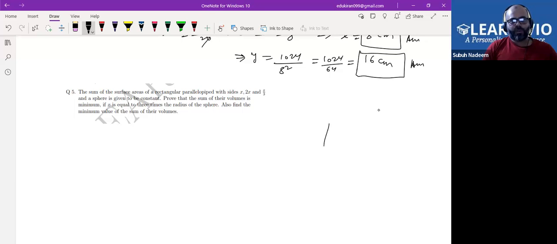Rectangular parallelepiped is the same name which is given to a cuboid, except that here it is not necessary that the height is perpendicular to the base. But since it is a rectangular parallelepiped, in that case it is perpendicular. So it is a cuboid only.